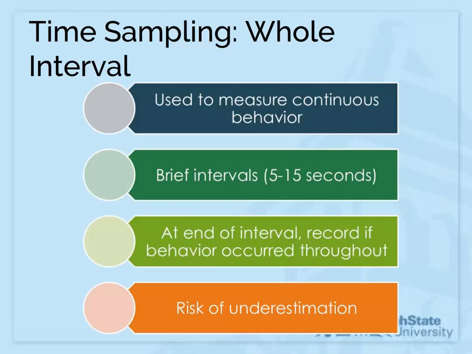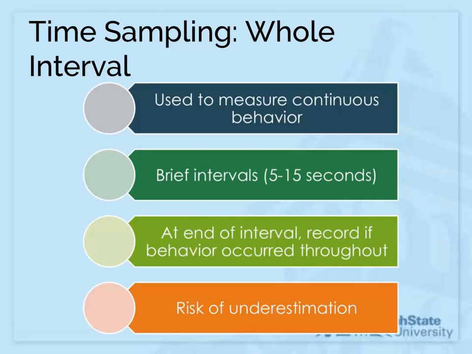The first way we will look at interval recording is called whole interval recording, and usually is used to measure continuous behavior. To do this, we first need to break that total observation up into smaller intervals. For whole interval recording, each interval should be pretty brief. For example, our interval will be 10 seconds in length. This means that there are 6 intervals per minute, 30 intervals per entire 5 minutes.